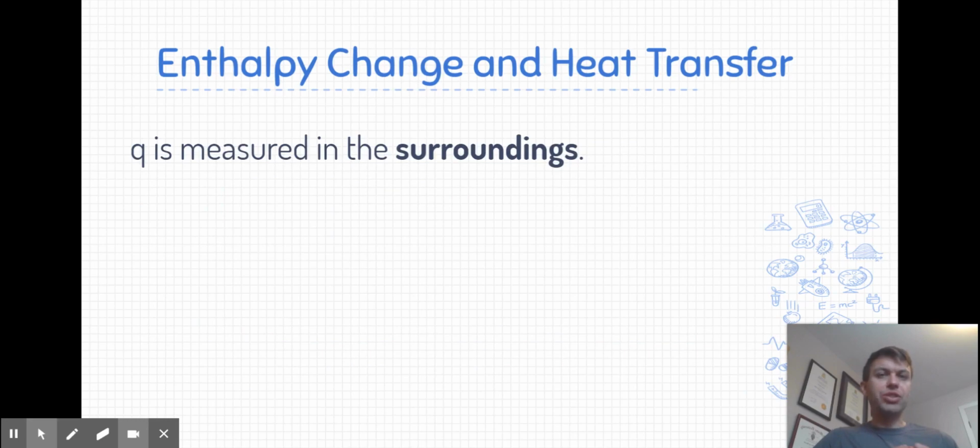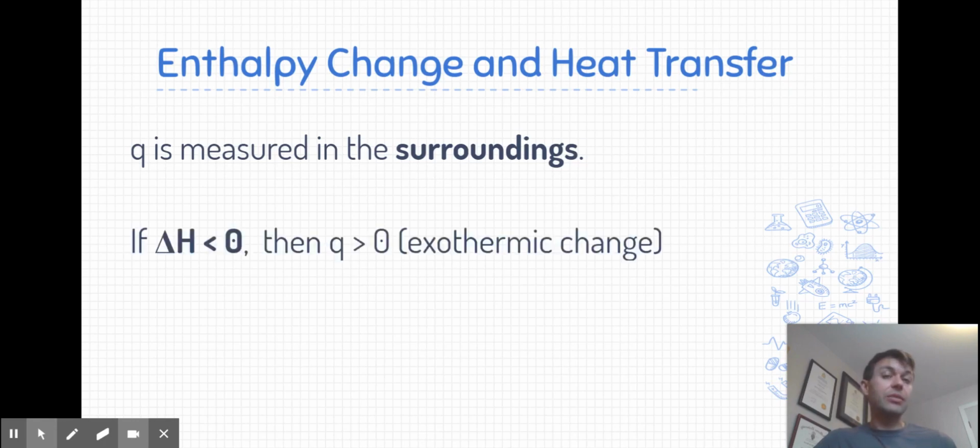Let's contrast what we just saw on the previous slide with our heat value, Q. So recall from calorimetry that Q is measured in the surroundings. If delta H is less than 0, that means the products have less energy than the reactants. So the system has lost some internal energy. Well, where does that internal energy go? Well, it goes to heat transfer to the surroundings. So the surroundings have gained energy. Q is going to be greater than 0. This would be an exothermic change.